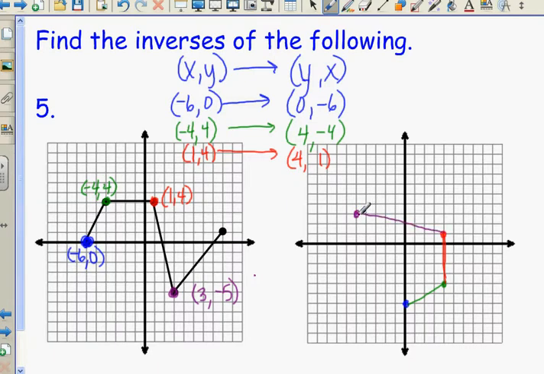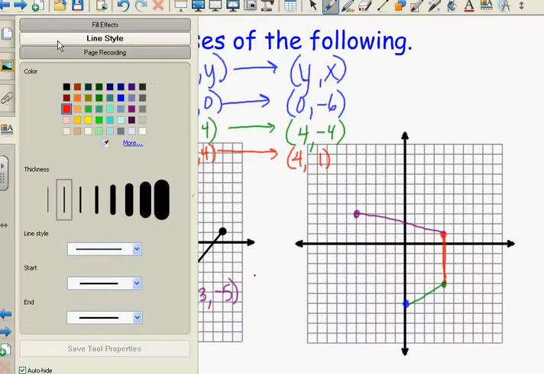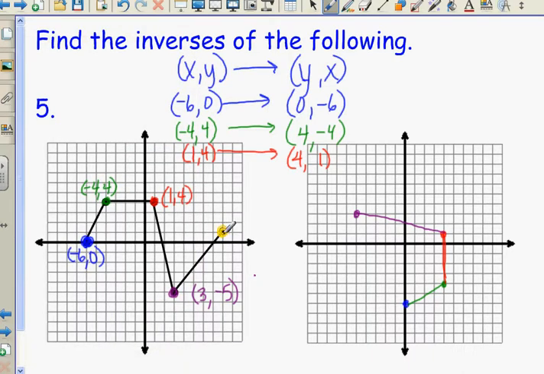And then, last point, I need another color. Let's go, can we see yellow? Let's try it. This last point is yellow. That point is 8, 1. If I switch, that would be 1, 8. Right? So 1, 8 is up here. And there's my last piece.